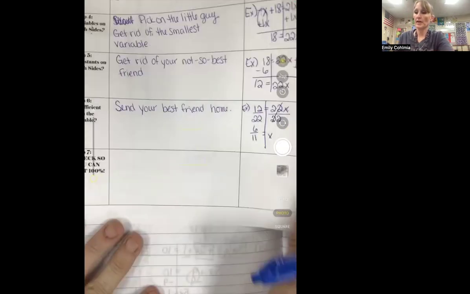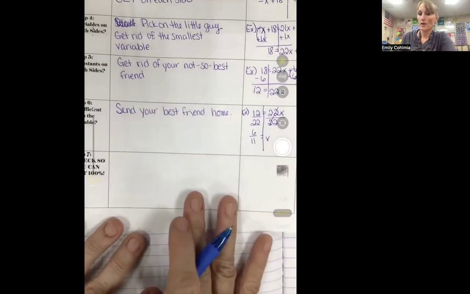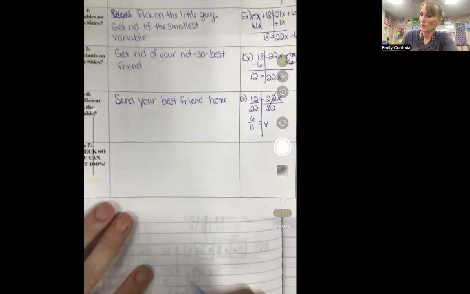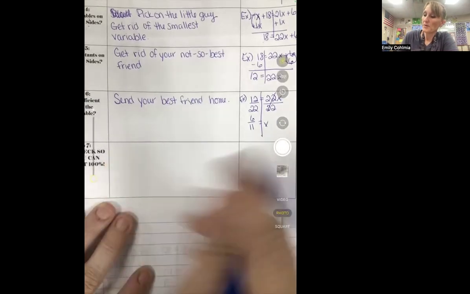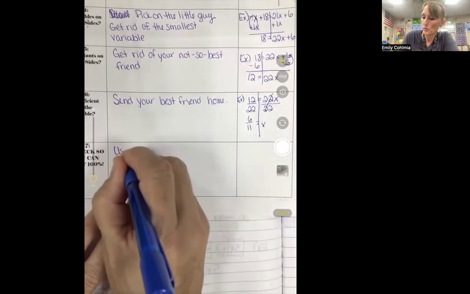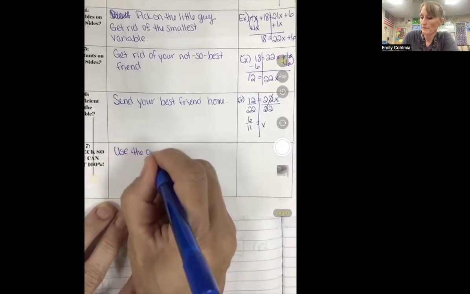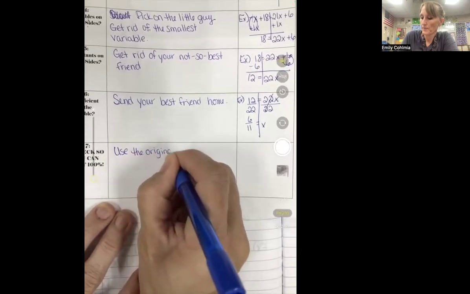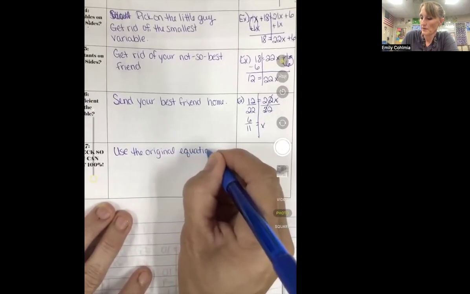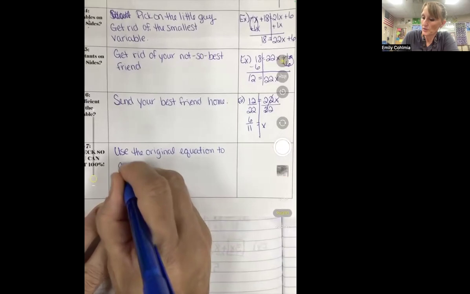And then our final step that we have on here is check, so that you can get 100%. Remember, these are equations, and equations can always be checked. So we should never get these wrong. But to do this, we have to go all the way up to the very beginning. So use the original equation to check your answer.